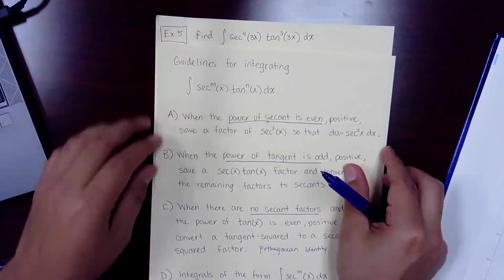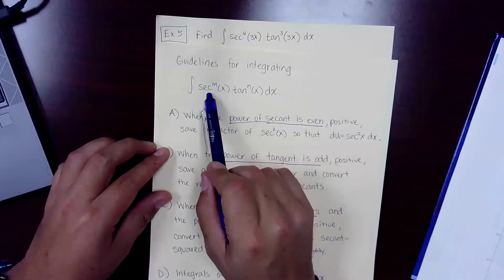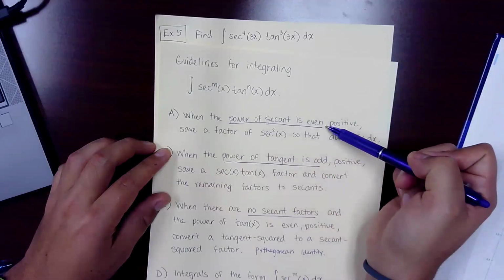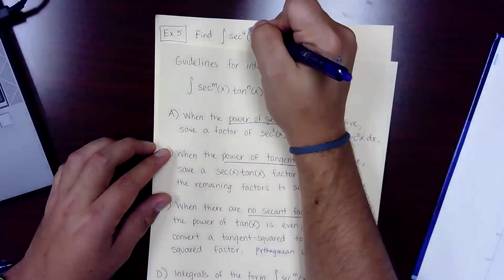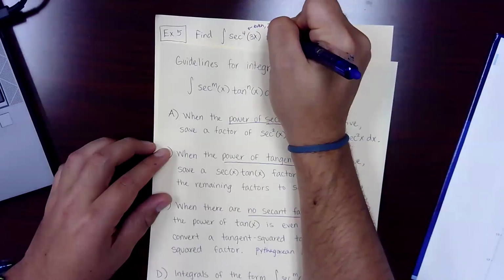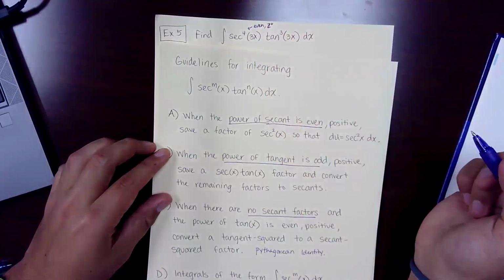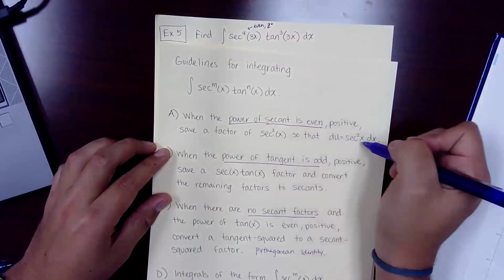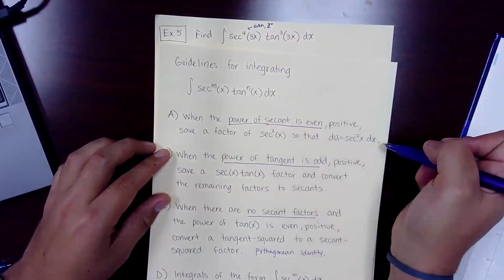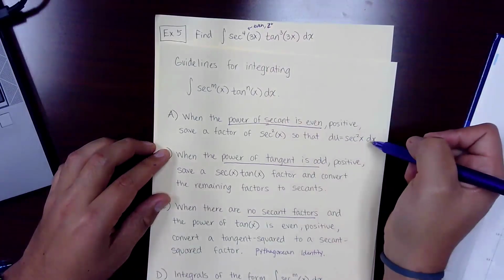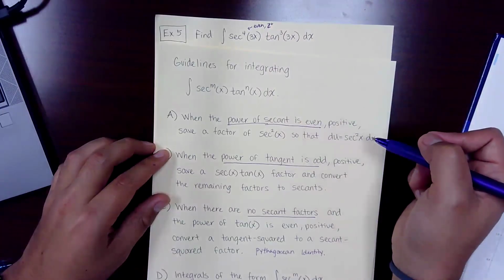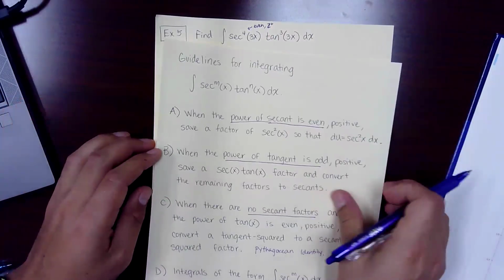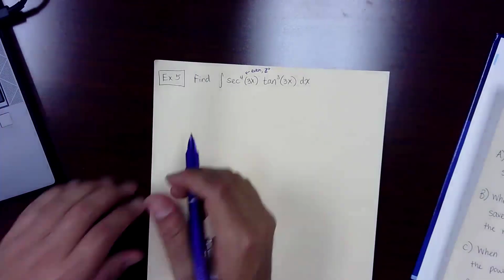So if we're dealing with functions that are the product of powers of secant and tangent, then the first guideline says when the power of secant is even and positive, which is what we have here, then we want to save a factor of secant squared so that du is set to be secant squared dx. And then presumably we're converting everything else into terms of tangent, so that tangent can be our u substitution. So let's approach this and see what this is going to look like.